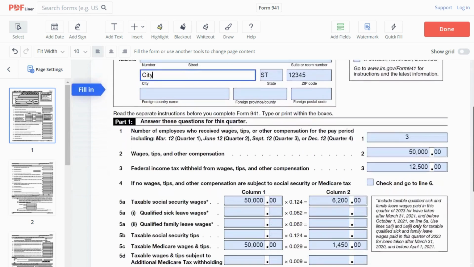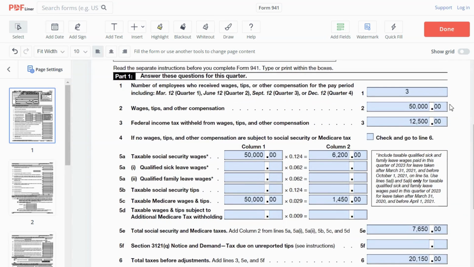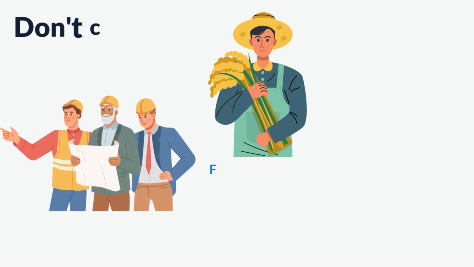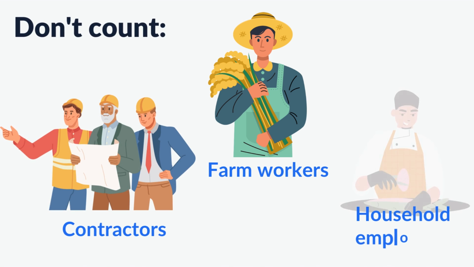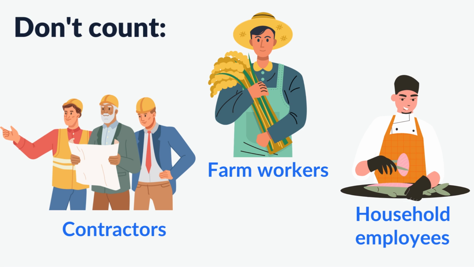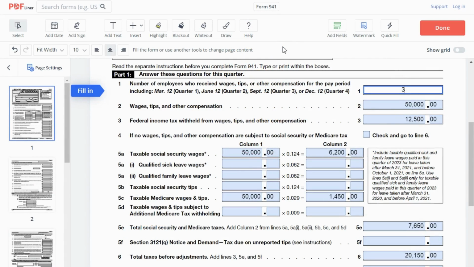Once this is done, move to Part 1 and enter the number of your employees, full-time, part-time, or seasonal, on line 1. Here you should take into account all employees that receive wages during this quarter only. But don't count contractors, farm workers, or household employees. In this example, it's a small business with 3 employees.